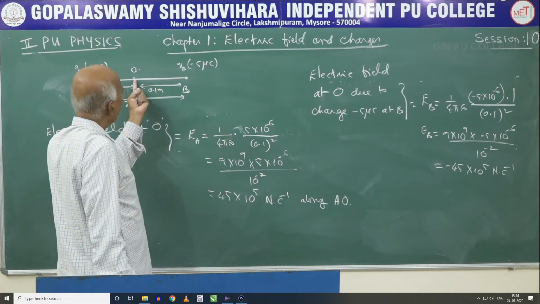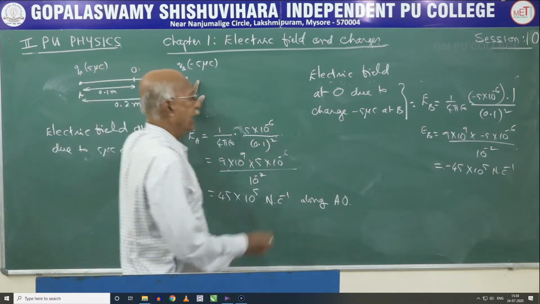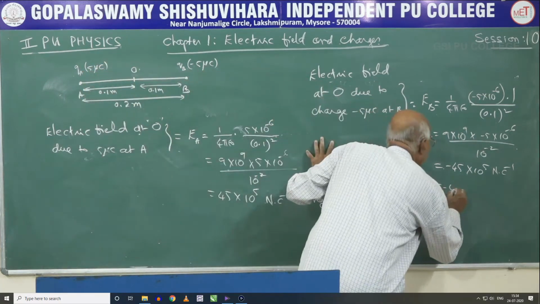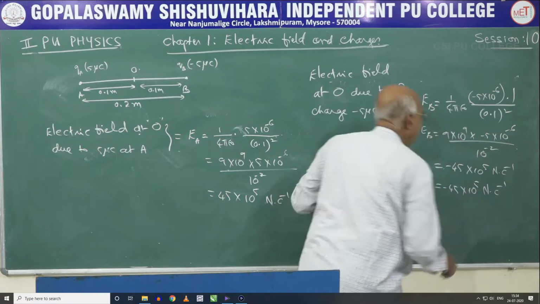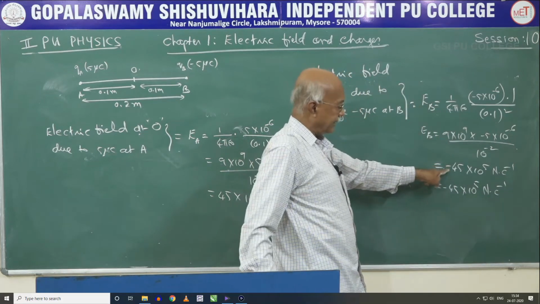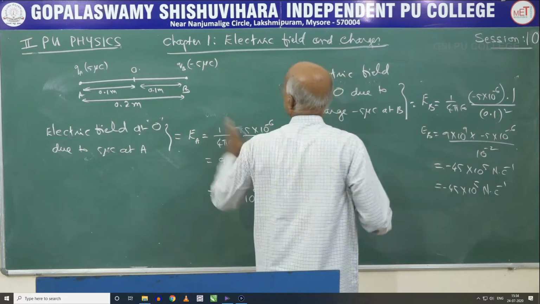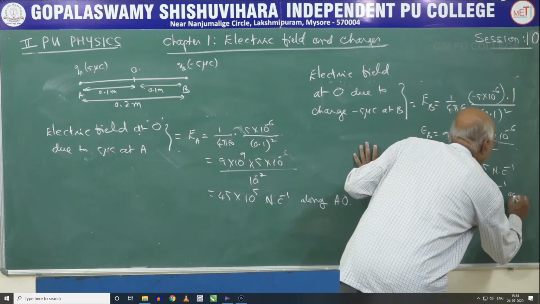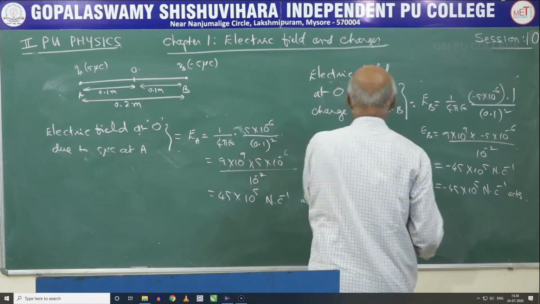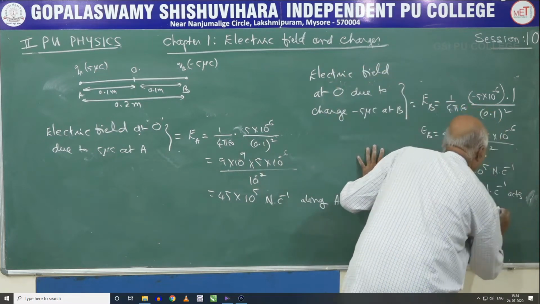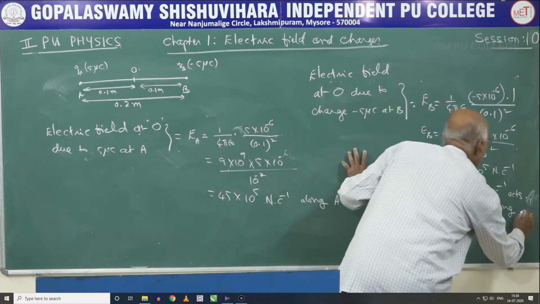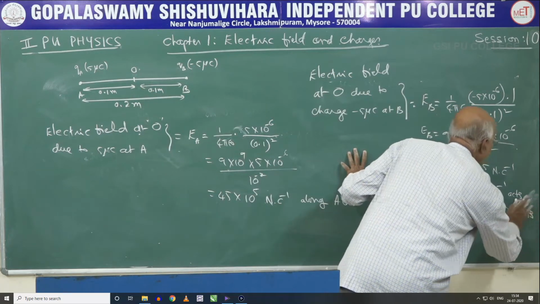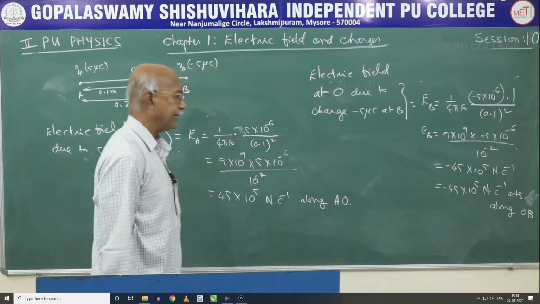the charge at O now moves along this direction, and this value is minus 45 into 10 to the power of 5 Newton per Coulomb. When we say that this is minus, it indicates that the charges are opposite in nature, therefore this force acts along OB. So the electric field is acting along OB.